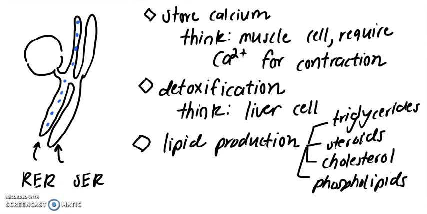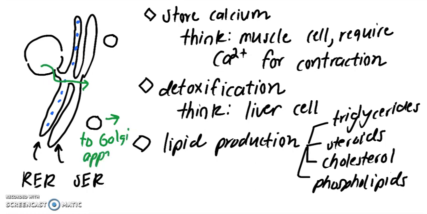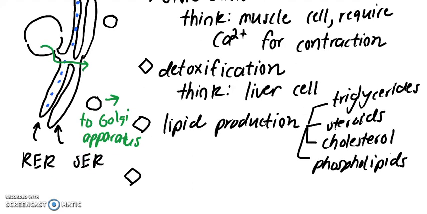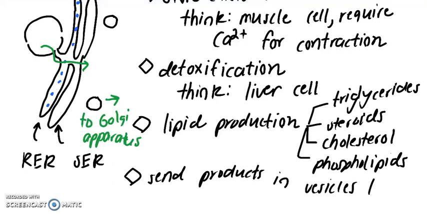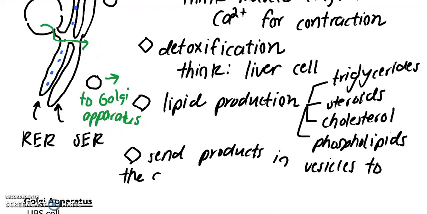And last thing for the smooth ER is the protein products that come from the nucleus, go through the ribosomes, and pass through the smooth ER. To get to the next organelle, they're going to leave in vesicles. These little containers will take them to the next organelle, which is the Golgi apparatus. So last is sending products in vesicles to the Golgi apparatus.